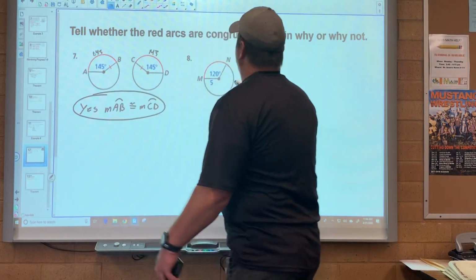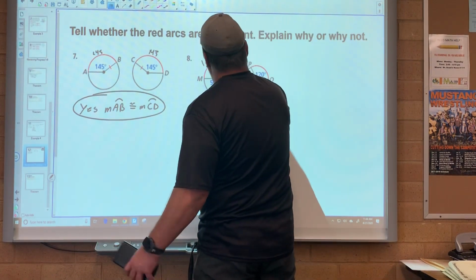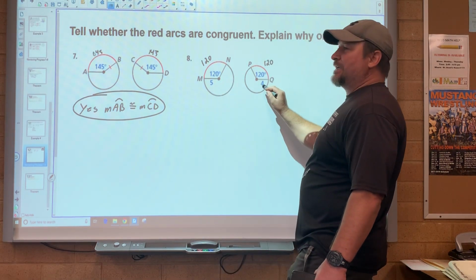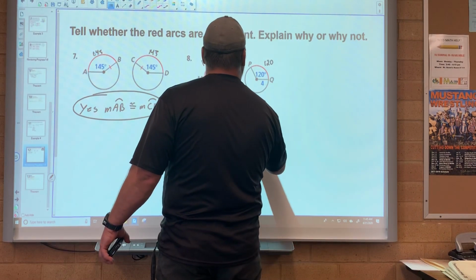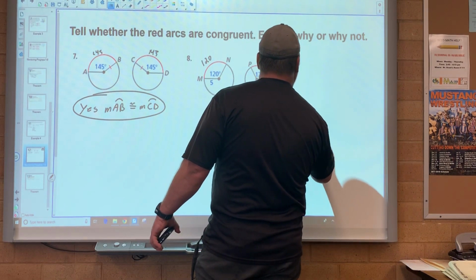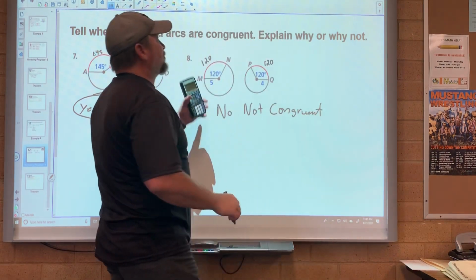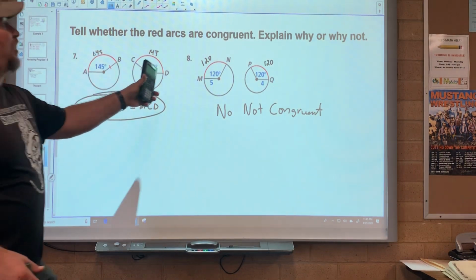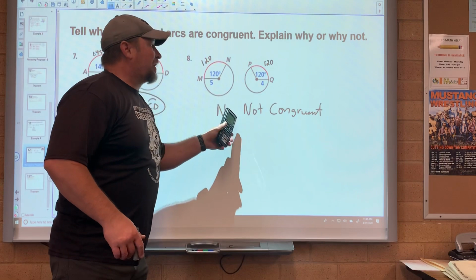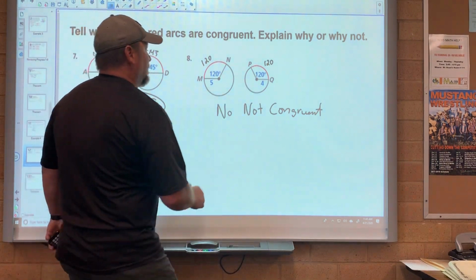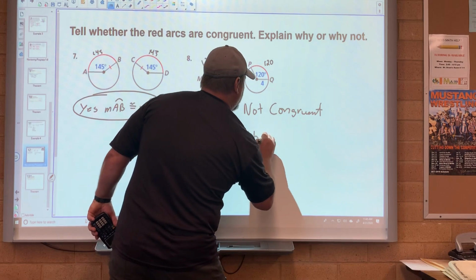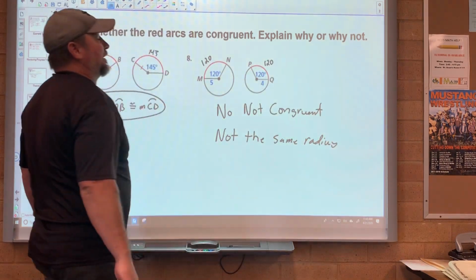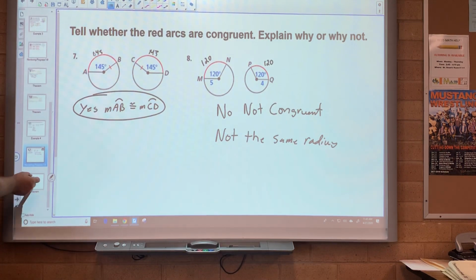This one, okay, let's take a look. This has a 120. This has a 120. But this is a 5 radius and that's a 4 radius. Therefore, no, not congruent. Because if the circles are not congruent to start, their arc measures cannot be congruent. Even though their arc measures are the same, they are not congruent because their radii are not the same. And it asks for why, so it's because they're not the same radius.